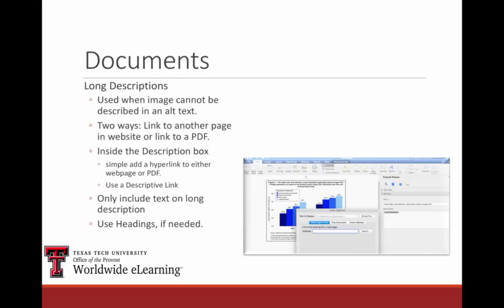What do you write in a long description? The long description should include anything that is written in your graph or chart. You don't necessarily want to interpret that information, but you do need to include any information that a sighted user could obtain from that graph. Try to remember that by making content accessible, all the information that a sighted user can obtain by looking at the document is available to a person with a visual disability.